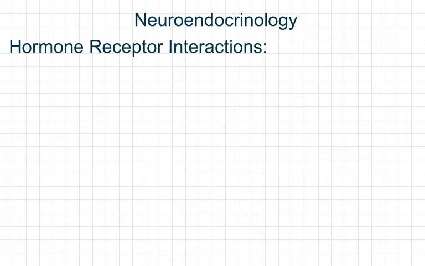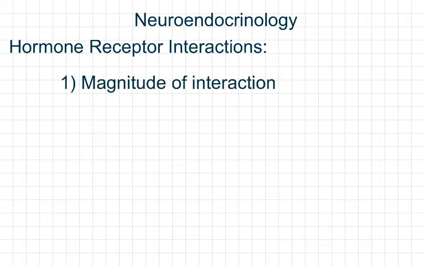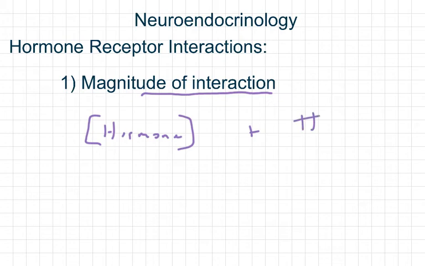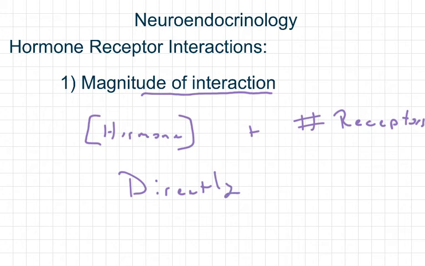Within these different hormone receptor interactions and pathways, there are a couple of key concepts that we need to introduce to help understand how they work. The first is the concept known as the magnitude of interaction. What we mean by this is that the concentration of the hormone and the number of receptors on the target cell all have direct effects on how quickly and the intensity of the effect of the hormone.